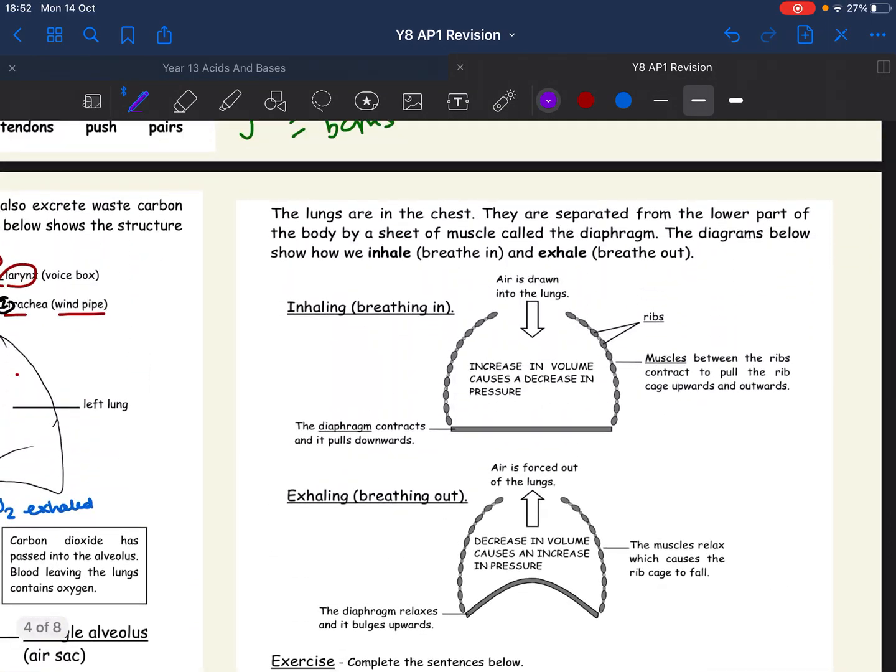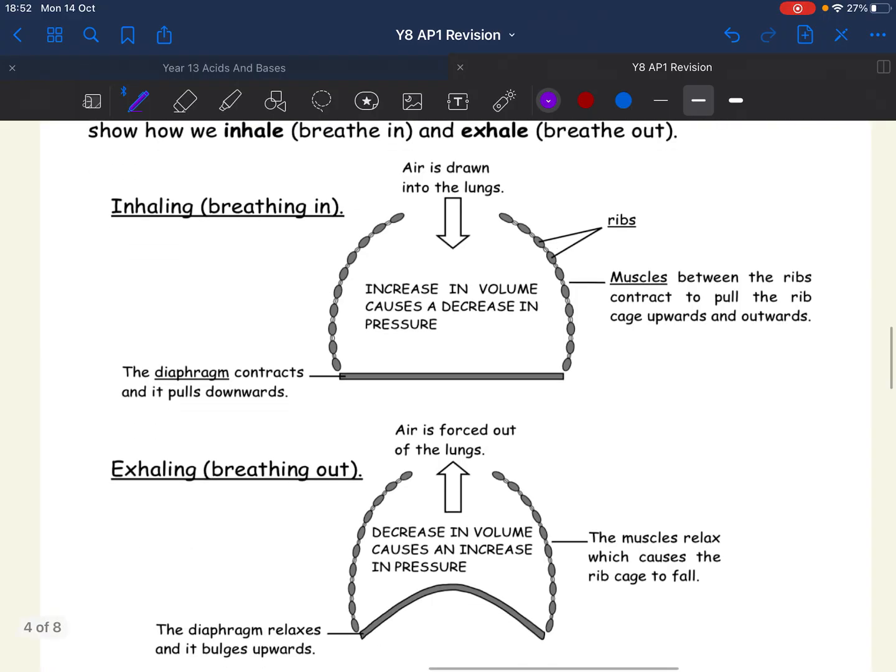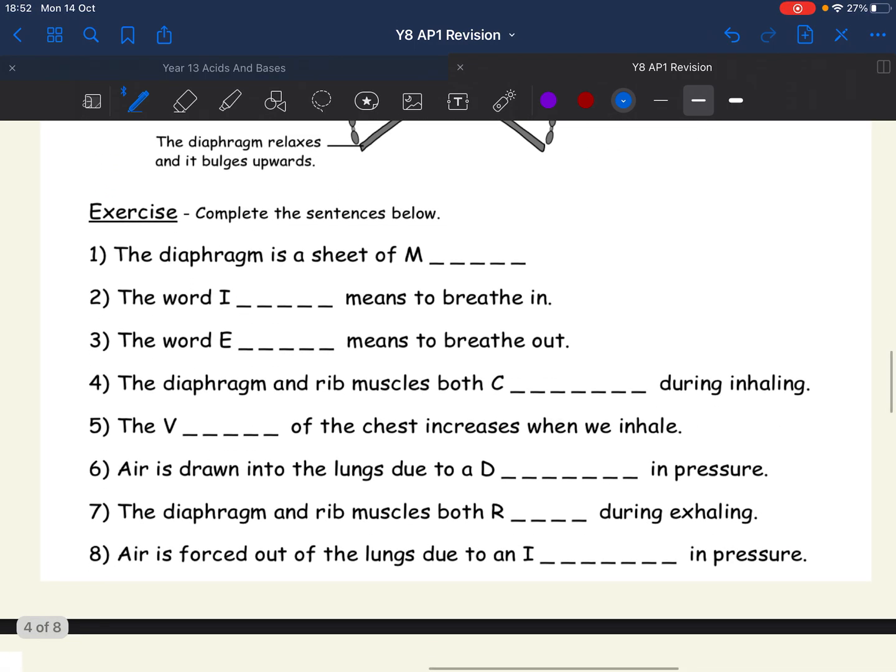Okay, you can have a go at this using your knowledge organizer. And this is talking about inhaling and exhaling and what happens with the diaphragm and the rib cage and the muscles involved. So pause the video and have a go. Okay, so now you've played the video, we'll mark our answers. So the diaphragm is a sheet of muscles. The word inhale means to breathe in. The word exhale means to breathe out.